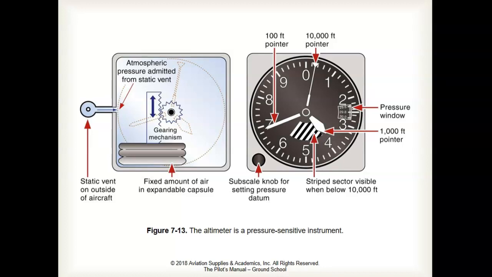In this illustration, you can see that the short hand represents thousands of feet, and the long hand represents hundreds of feet. The long thin pointer represents 10,000s of feet. So in this illustration, this altimeter is indicating the aircraft is at 3,700 feet.